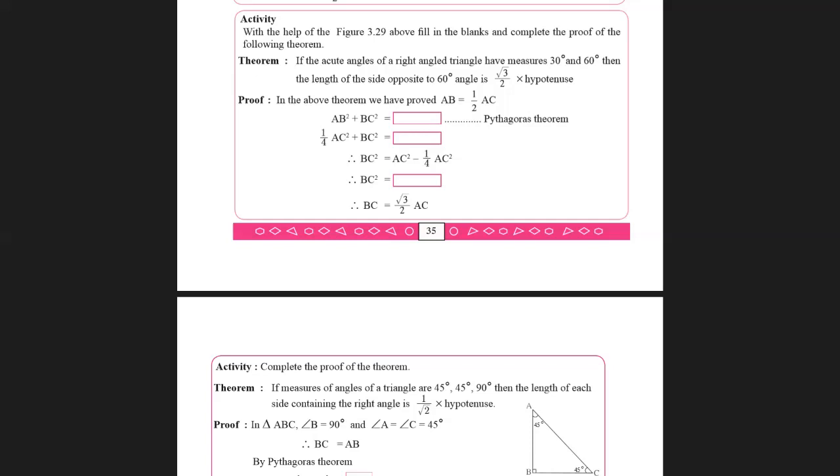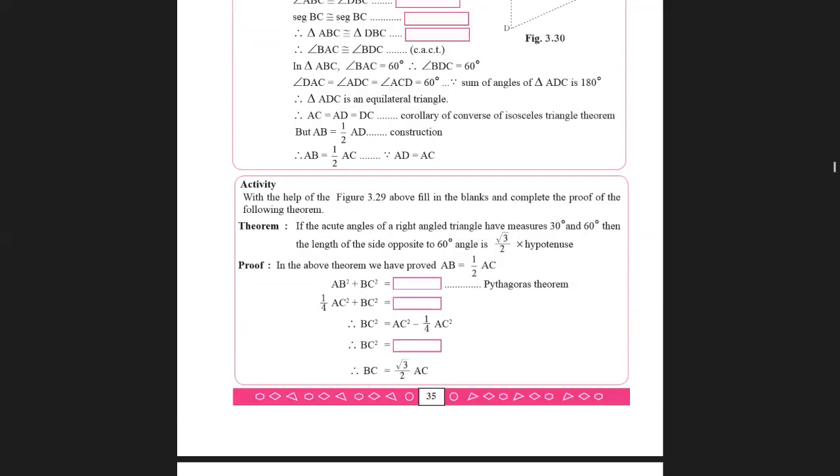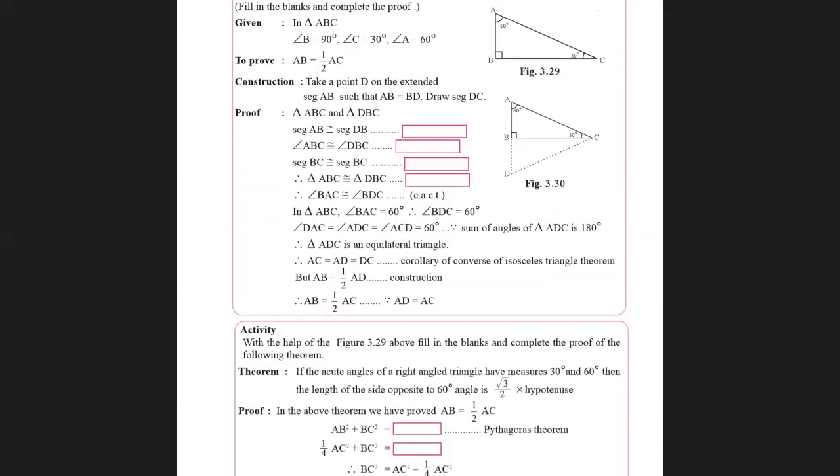Now, how do we do it? In the above theorem, we have proved AB equal to half of AC. Now, look at the same figure. You have AB square plus BC square equal to AC square by Pythagoras theorem. Now, AB we got equal to half of AC. Since it's AB square, let's square half AC the whole square. So, you get 1 by 4 AC square. So, we write 1 by 4 AC square in place of AB square in AB square plus BC square equal to AC square.